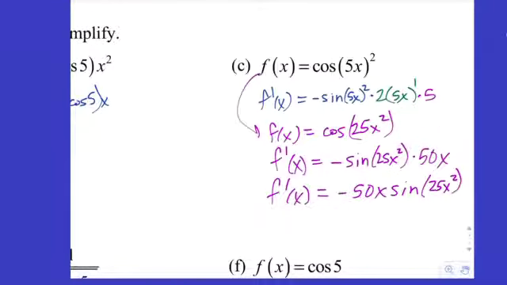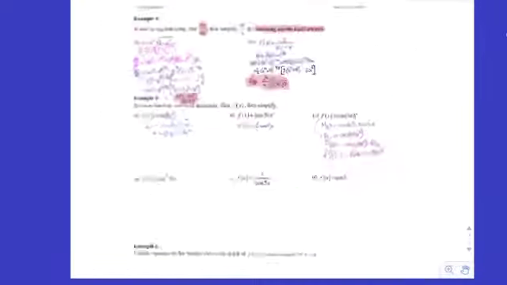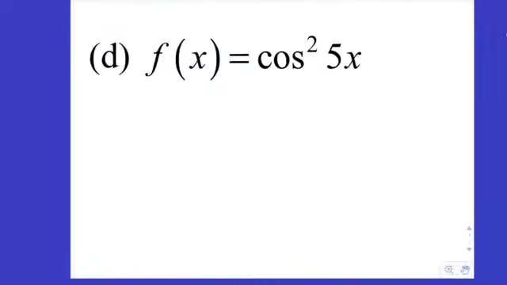Okay, so there you go. Any questions on that one? So good so far? All right, now what are we squaring? The s or the cos? Or the whole cosine? The whole cosine.